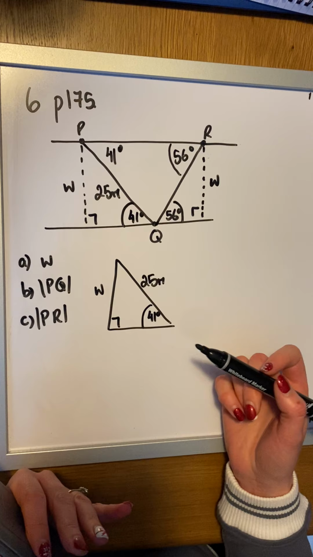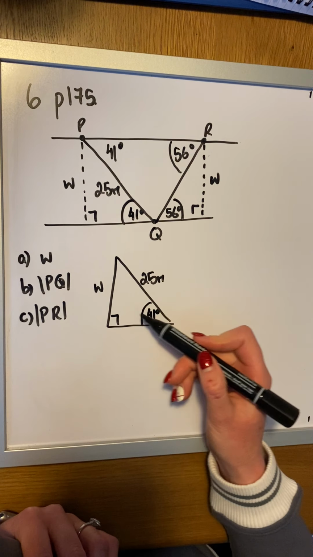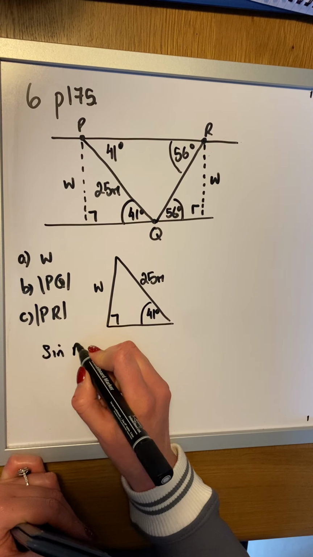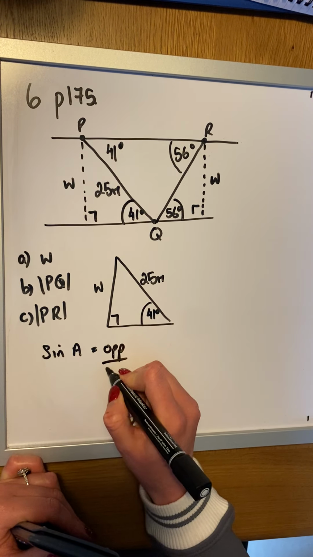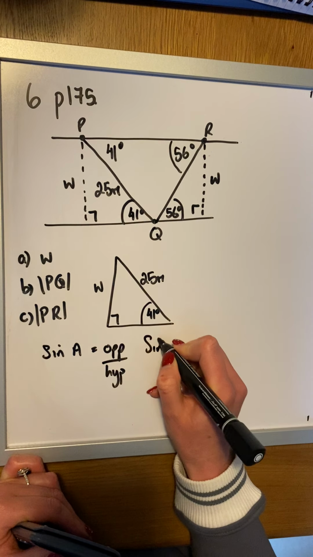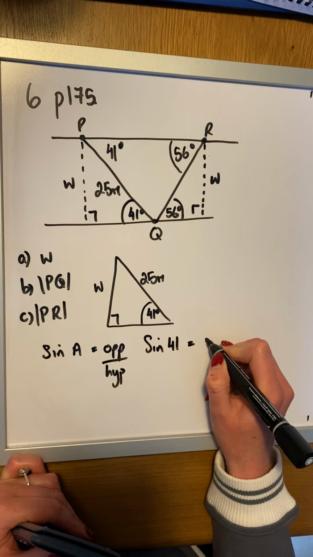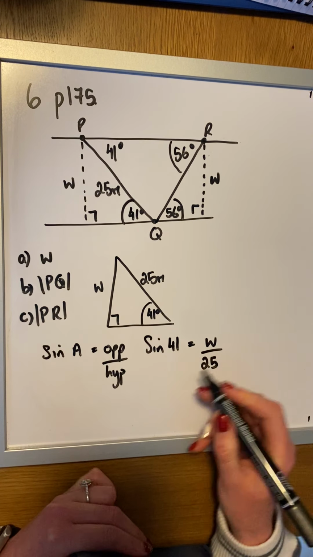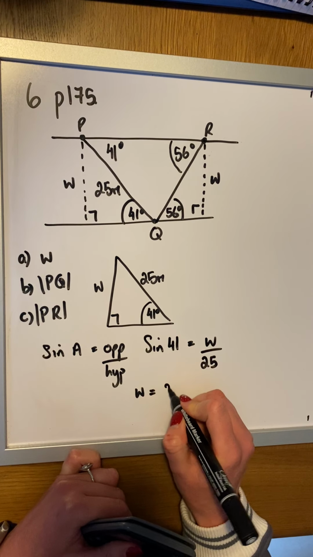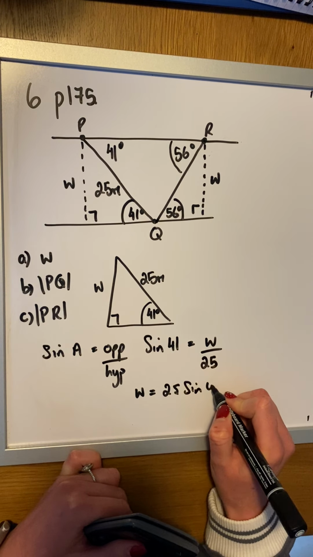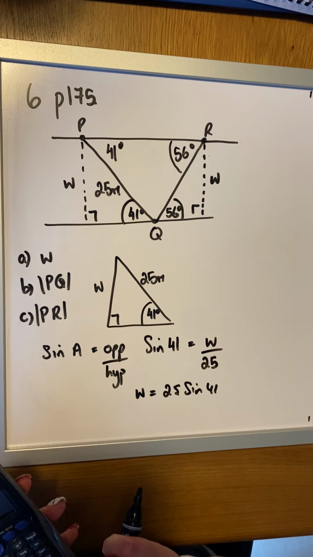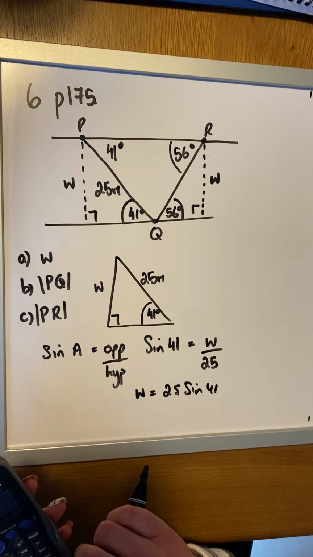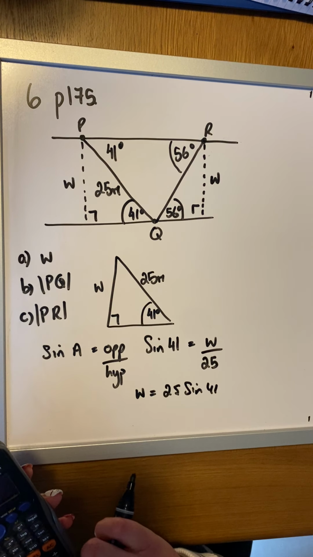The first thing we need to do is identify which ratio we're dealing with. We're dealing with the opposite and the hypotenuse, which means that we're looking at the sine. So the sine of the angle is the opposite over the hypotenuse, meaning that the sine of 41 is equal to W over 25. All that's left to do now is isolate the W by multiplying across by 25. So we have W is equal to 25 sine 41, which we then type into our calculator, making sure that we are on degree mode. By the way, if you're on radians mode, you'll get the incorrect answer. So just change your calculator to degree mode.